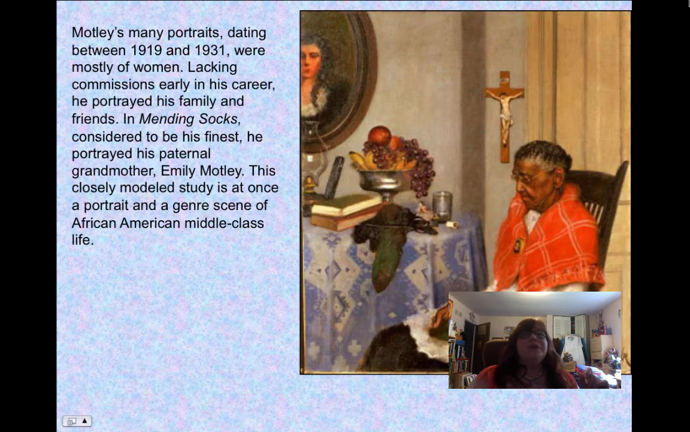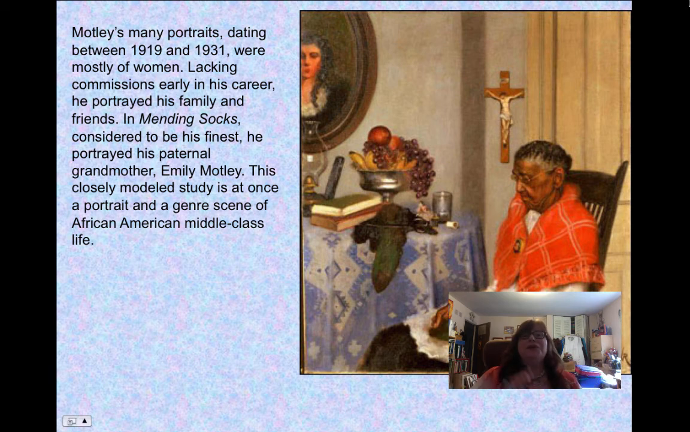So he started out doing portraits like this, and even here you can see he is uplifting the idea of African American home life. This is his own grandmother, Emily Motley. This is called Mending Socks, and that's exactly what she's doing. And it's at both times a portrait of his grandmother, but also a genre scene, meaning a scene depicting African American middle class life.